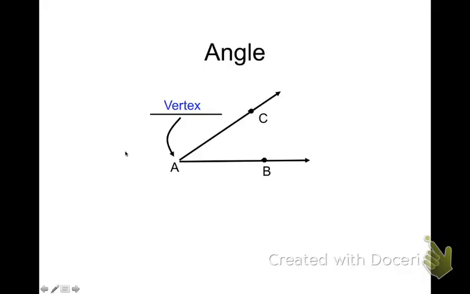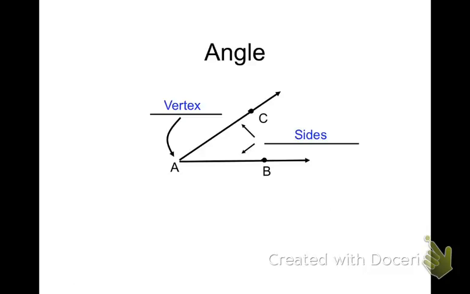The first is what's called the vertex. So your vertex is where your two sides of your angle are going to meet. Really, it's the vertex that you're going to be measuring when you're looking for a measurement of the angle. Okay? And then the sides would be the sides of the angle.